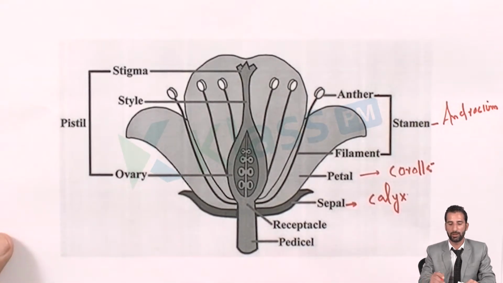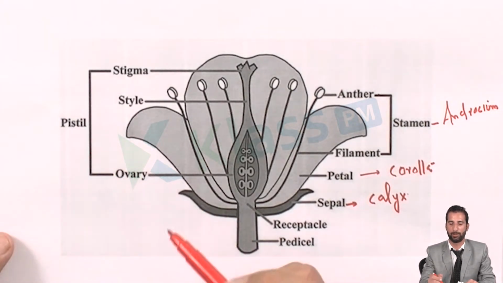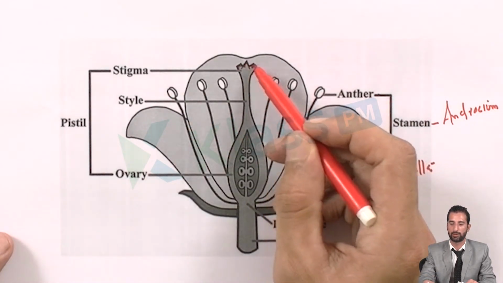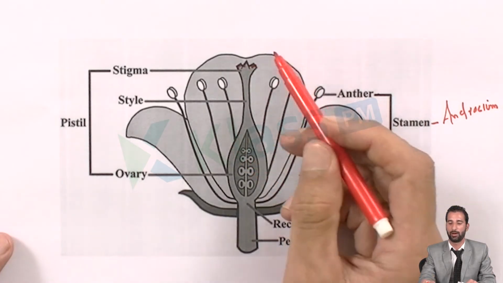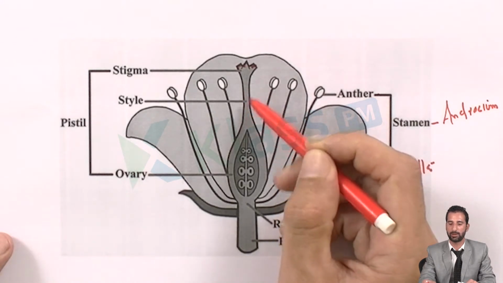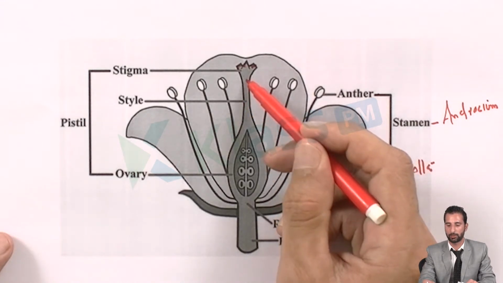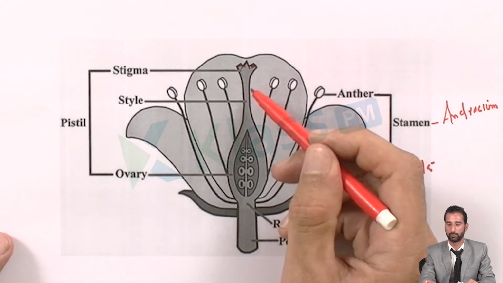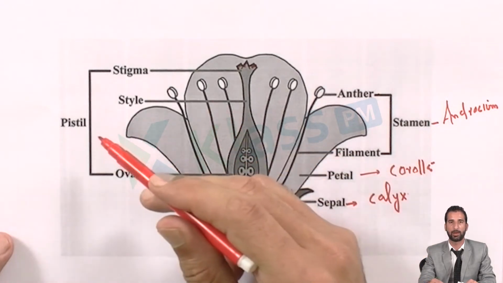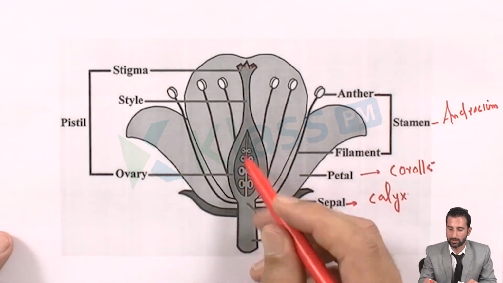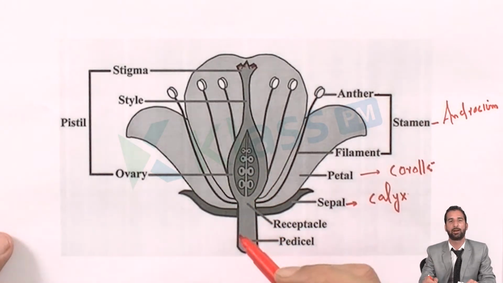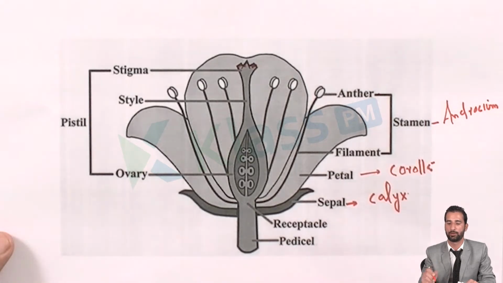If we see the pistil part, that is the carpel part, we have the stigma at the top of the flower. The stigma acts as a receptor for the pollen grains, and this is the style, a tube-like structure which transports the pollen grains from the stigma into the ovary. And the last part of the carpel is the ovary. Ovary consists of the ovules, and ovules consist of the embryo sac, and the embryo sac consists of gametocytes.